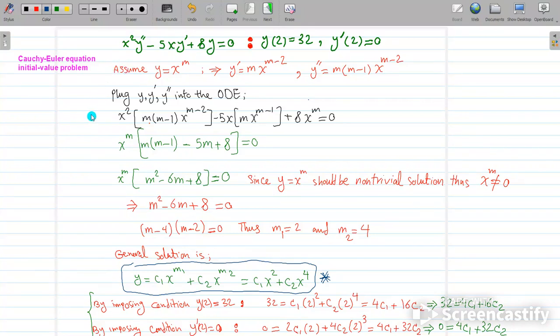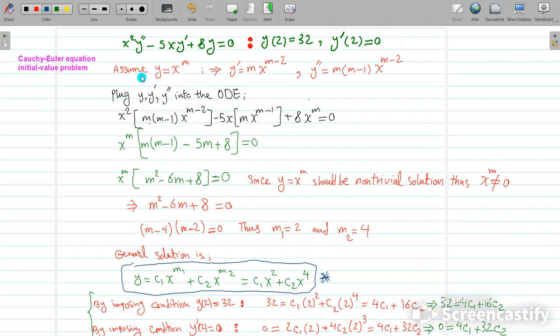Hello everyone. Today I'm going to solve a Cauchy-Euler differential equation with initial value, or they call it a Cauchy-Euler equation initial value problem, like the one that I'm showing you at the top in green: x squared y double prime minus 5x y prime plus 8y equals 0, with y at 2 equal to 32 and y prime at 2 equals 0. So how can we approach solving these types of equations?